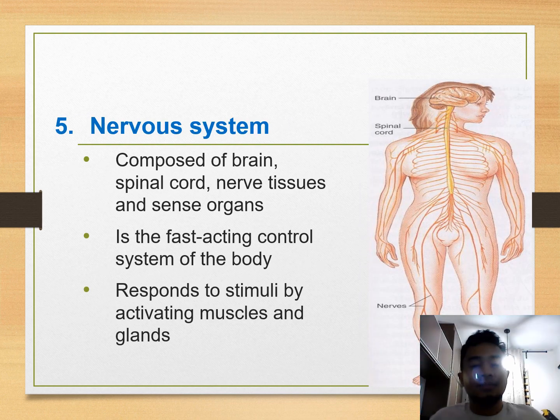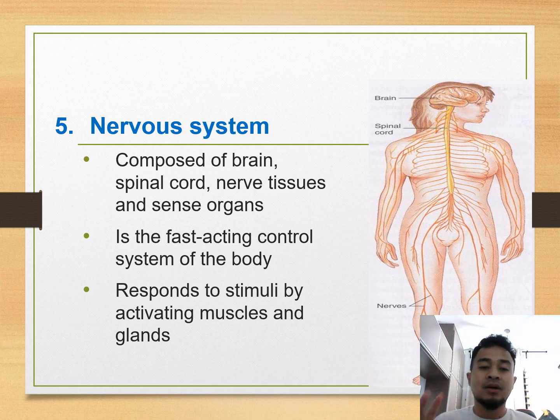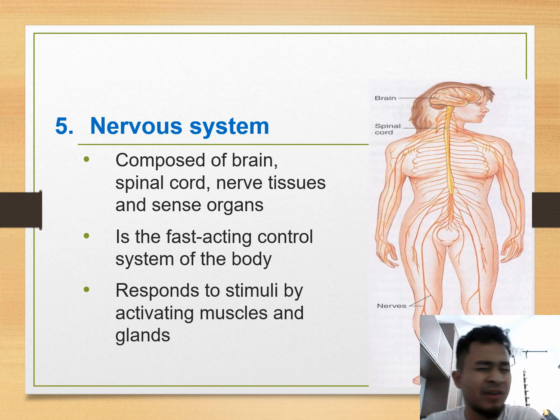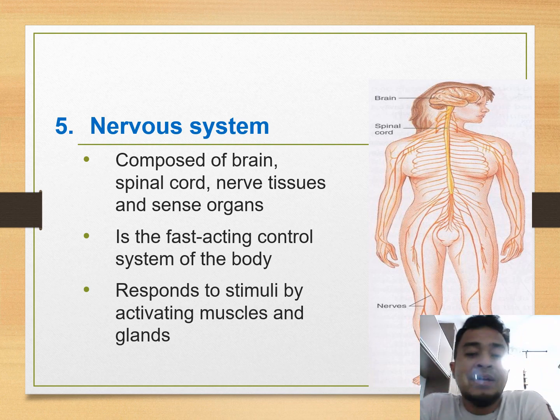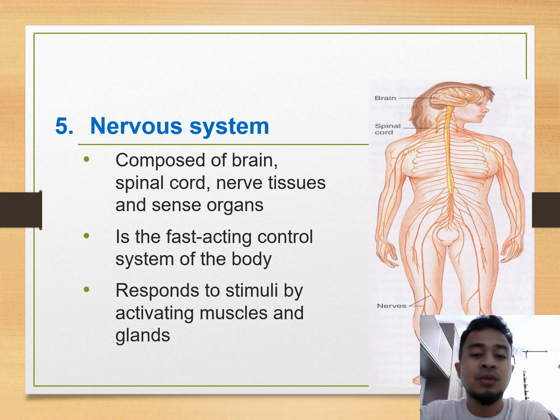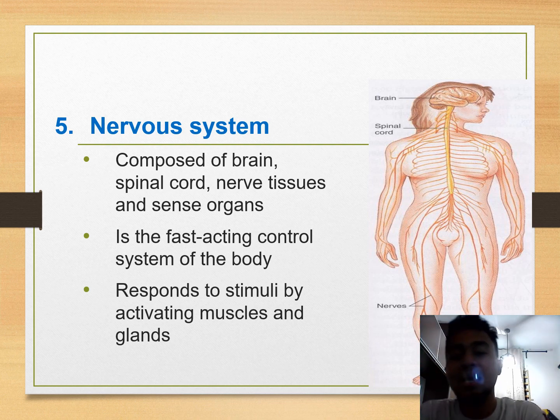Alright, last but not least will be our nervous system, composed of our brain, spinal cord, nerve tissue and sense organs. We have the peripheral and central nervous system, and so on. That one we will go deeper into alongside the chapter, but that will be taken by my colleagues. It's a fast acting control, such as fast response, fight or flight, and it responds to stimuli by activating muscles and our glands.